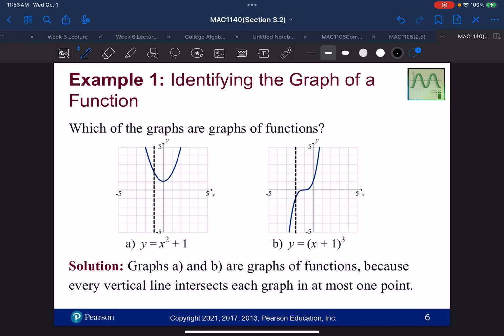For example, we have these two graphs here, and if I put a vertical line here on that graph, it's only intersecting the graph once. If I put a vertical line anywhere else, it'll only intersect it once. So A is a function. The other one is also a function, because if I put a vertical line here, it only crosses once. If I put one here, it only crosses once. So this one is also a function.